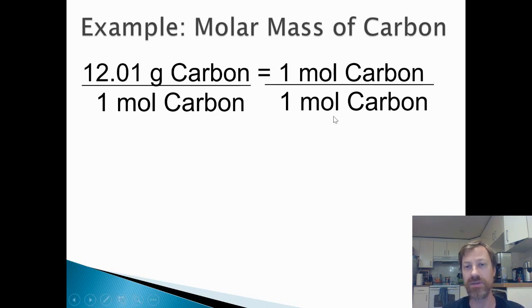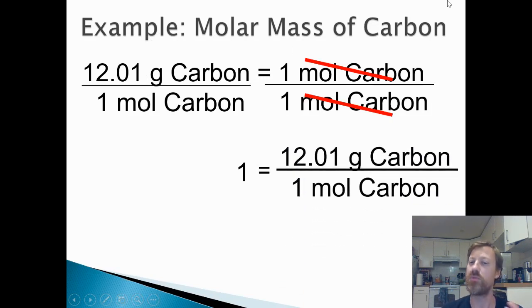We've got the same thing on the top and the bottom. This is going to cancel out, all right? So if this cancels out, we have 1 over 1, which is 1. So 1 equals 12.01 grams of carbon over 1 mole of carbon. It's the same thing. 12.01 grams is 1 mole of carbon.